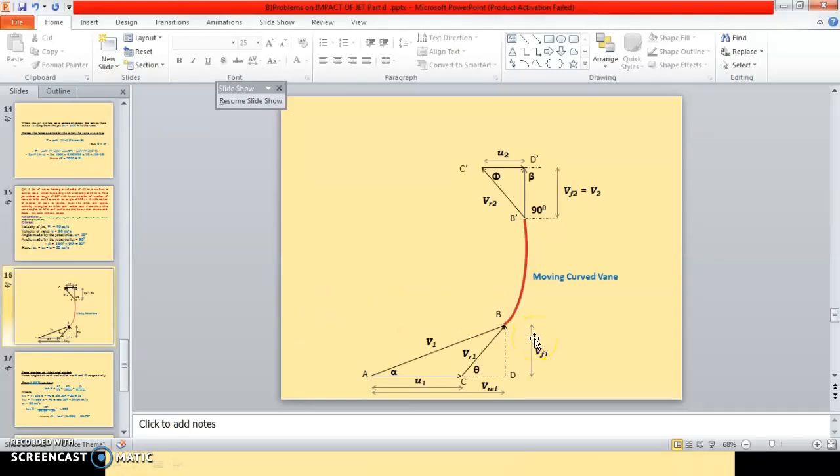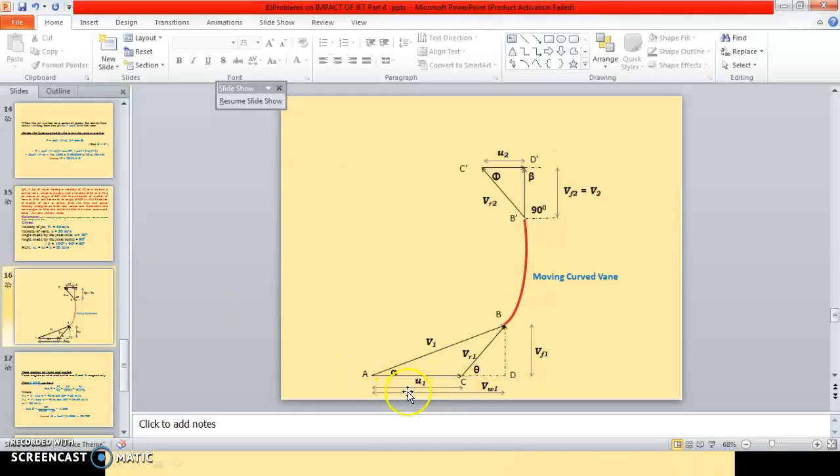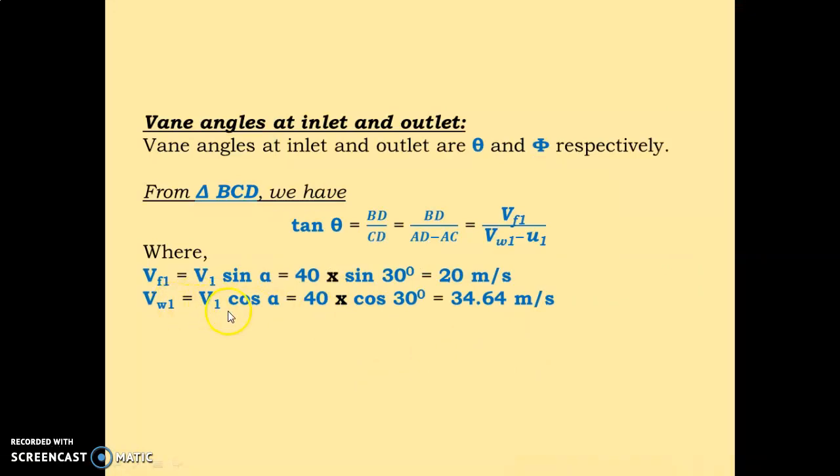Similarly, VW1 or velocity of whirl. Now here velocity of whirl is the cos component of V1, the absolute velocity, that is cos alpha is equal to adjacent upon hypotenuse. Adjacent is VW1 and hypotenuse is V1. So VW1 upon V1 is equal to cos alpha, and therefore VW1 is equal to V1 cos alpha, where V1 is 40 meter per second and alpha is 30 degrees. So VW1 or velocity of whirl at inlet is 34.64 meter per second. U1 we know is given as 20 meter per second.